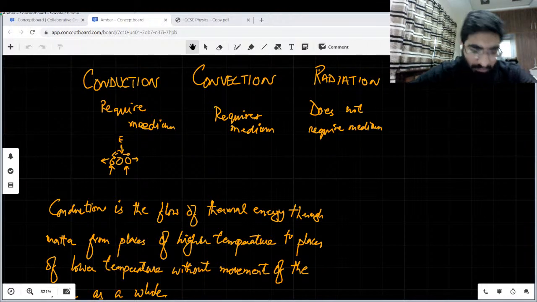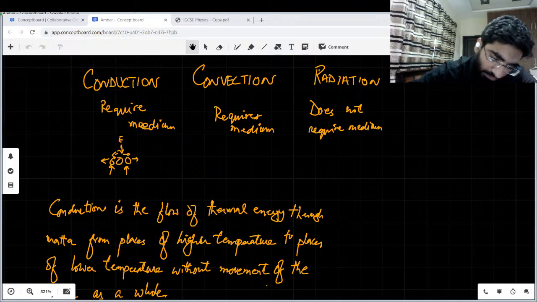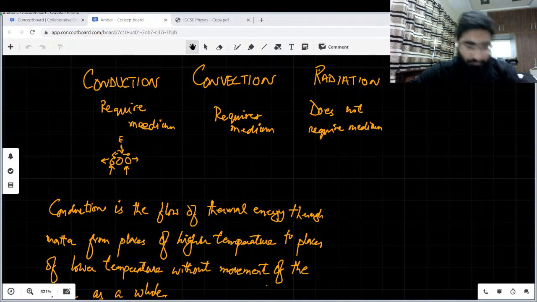The other method that we have is convection. Let's first write down the definition of convection and then we will discuss it a bit.